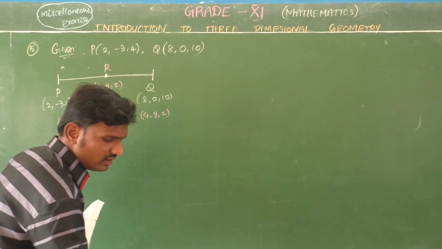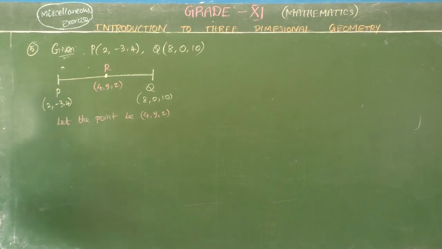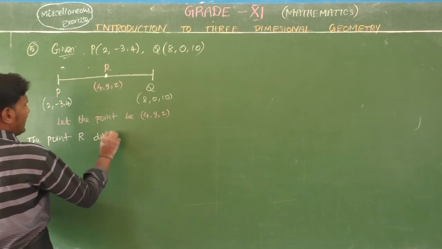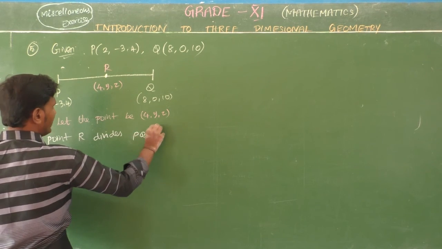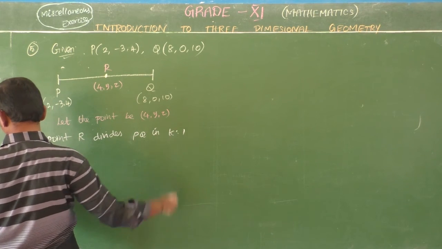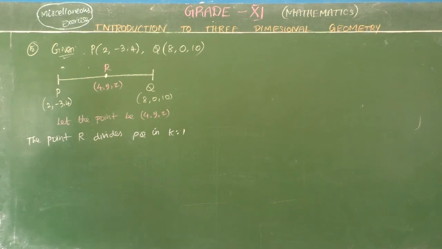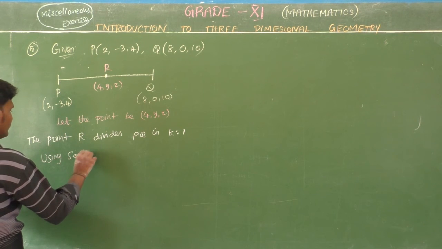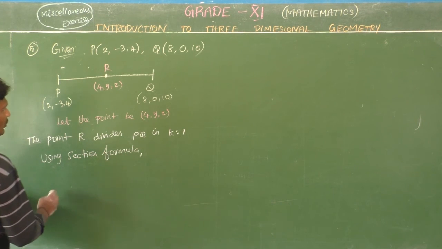Now here we are going to use the section formula. The point R divides the line segment PQ in the ratio k is to 1. Already you are using this in your 10th syllabus, no? Yes, students. Now using the section formula, so what will come?